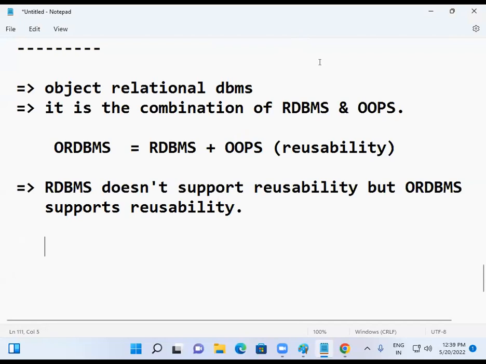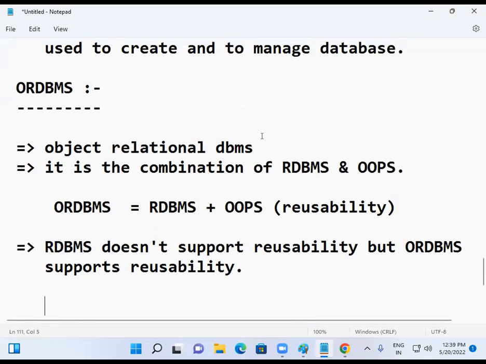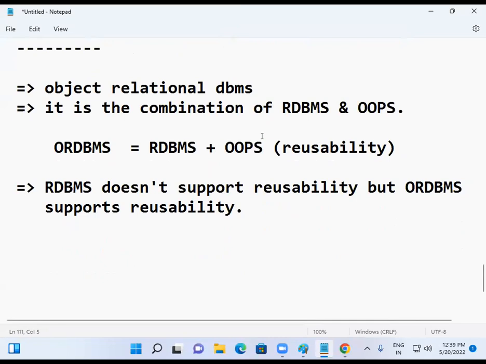Okay, then. But how reusability is introduced, we'll see that after going into this. Just this is the only difference. Okay, then. So what software supports this? What software supports this, the object-oriented DBMS?